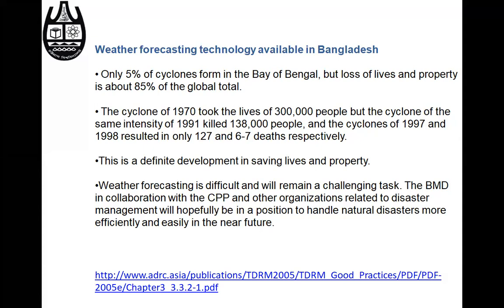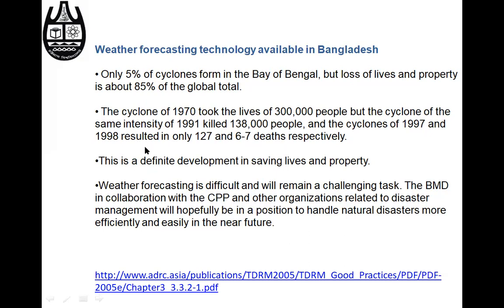But why do I say that Bangladesh is a role model? If you see this information, in 1970 the lives lost during the cyclonic event were 300,000, 3 lakh. In the 1991 cyclonic event, 138,000. You see, that has been reduced from 1970 to 1991, by more than half. And the cyclonic events in 1997 and 1998 caused 127 and 7 deaths respectively.